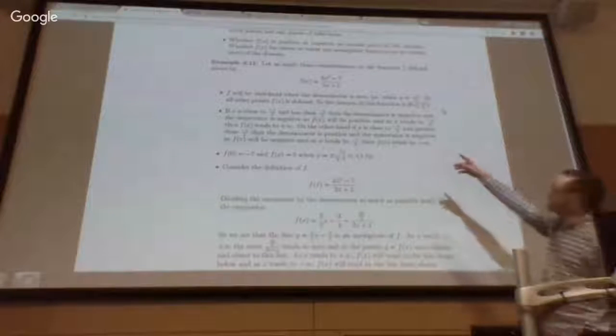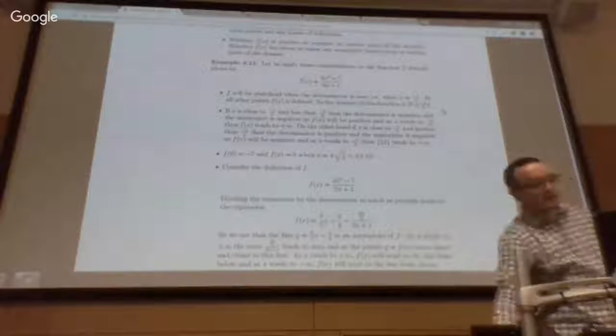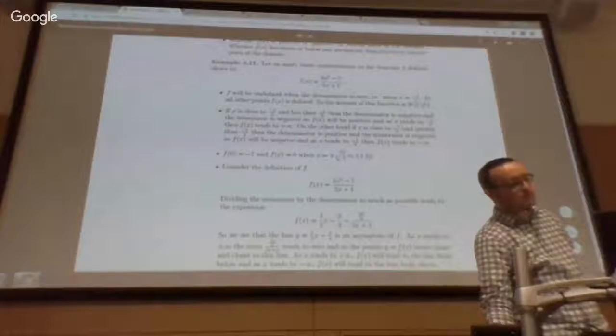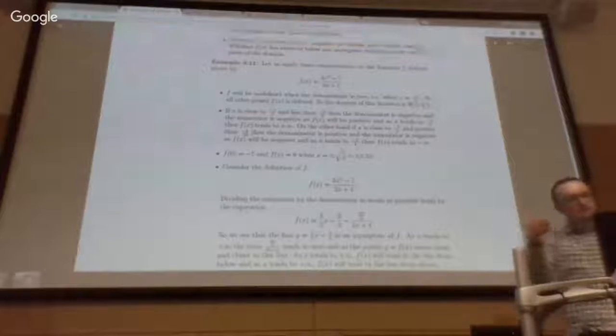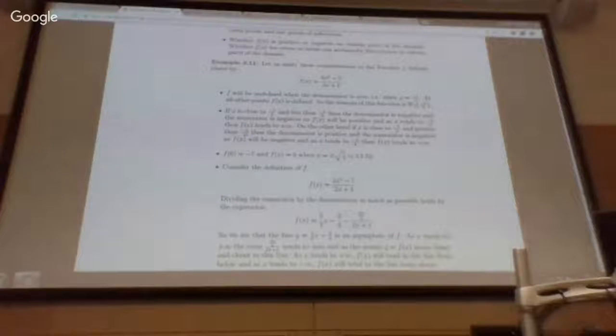But the denominator kind of changes behavior. When you're close to minus a half, but less than minus a half, then the denominator 2x plus 1 is close to 0, but on the negative side. 2x plus 1 is going to be a small negative constant. On the other hand, if you're close to minus a half, but greater than minus a half, so just close to it on the positive side, then the denominator, again, is going to be close to 0, but on the positive side. It's going to be very small, positive.